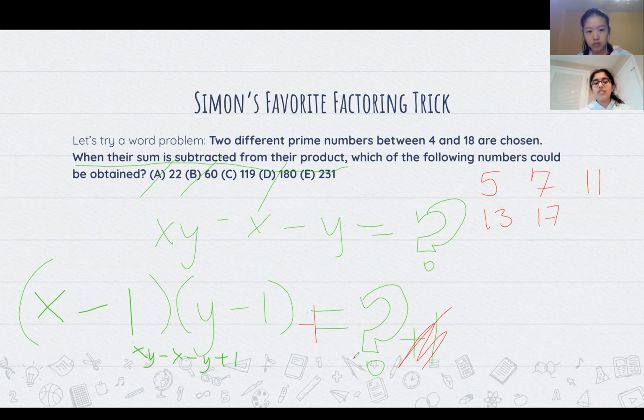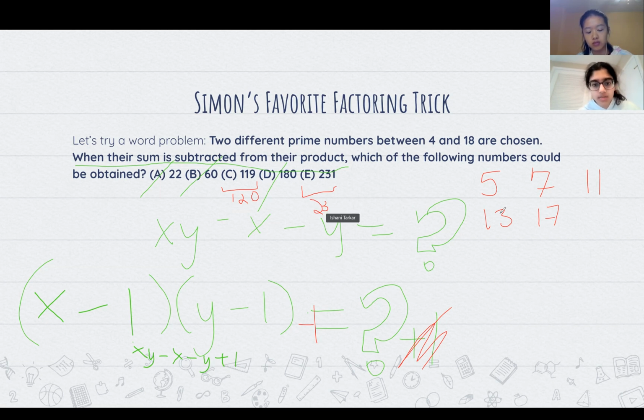So let's take these values, C and D. The correct answer is going to be 1 less than the product of 2 of these prime numbers multiplied together. So this is 120 when we add 1 to it, right? We're doing the reverse of this minus 1. And then this is 232.